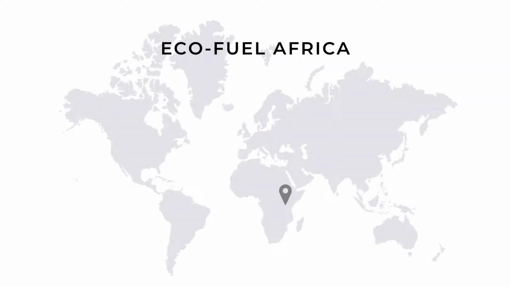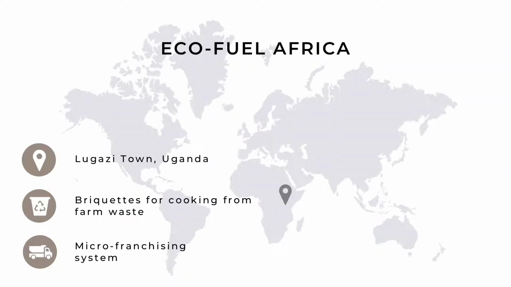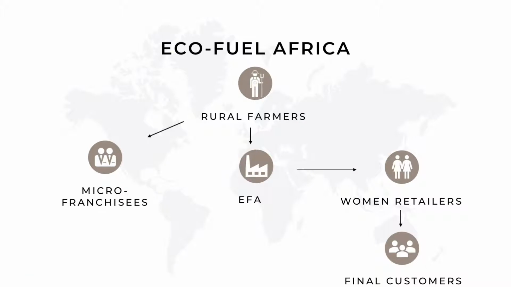Let's look at the example of Ecofuel Africa, EFA, a private company from Uganda that converts farm waste into briquettes for cooking. The business runs a micro-franchising system in which it brings together important value chain actors such as rural farmers, micro-franchisees, and women retailers to produce and distribute its briquettes to final customers. EFA, as the focal point of the value chain, is involved in the technology transfer and leasing, as well as training and distribution of products.